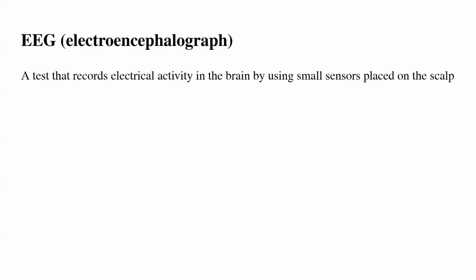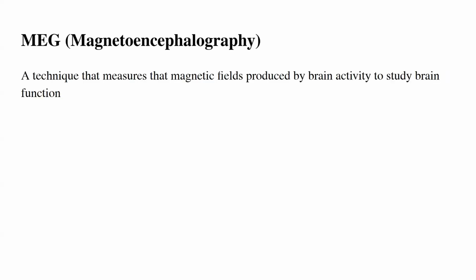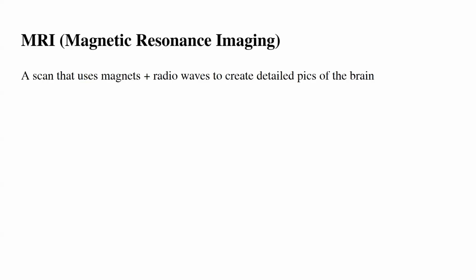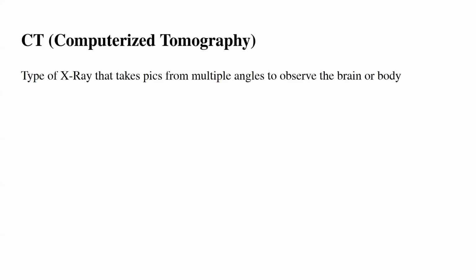EEG is a test that records electrical activity in the brain by using small sensors placed on the scalp. MEG is a technique that measures the magnetic fields produced by brain activity to study brain function. MRI is a scan that uses magnets and radio waves to create detailed pictures of the brain. CT is a type of X-ray that takes pictures from multiple angles to observe the brain or the body.